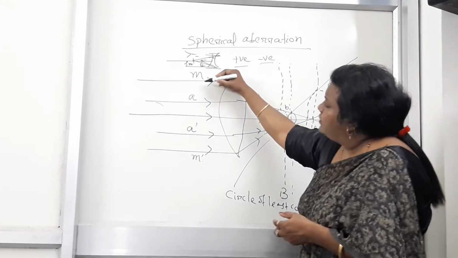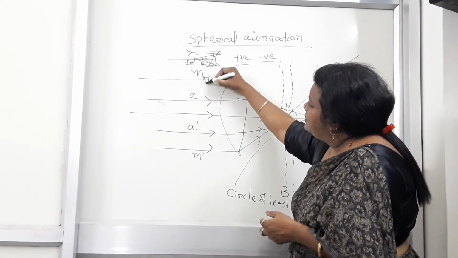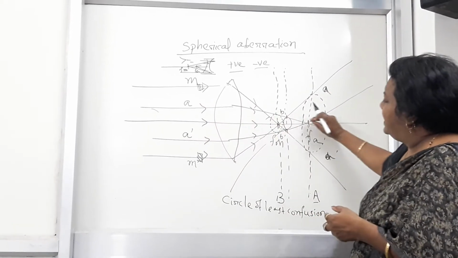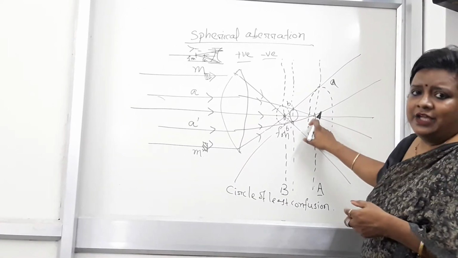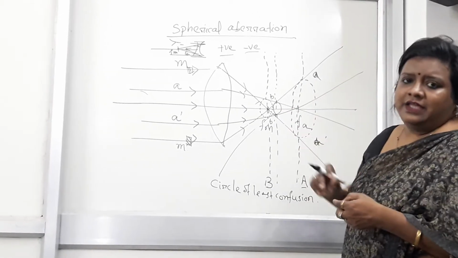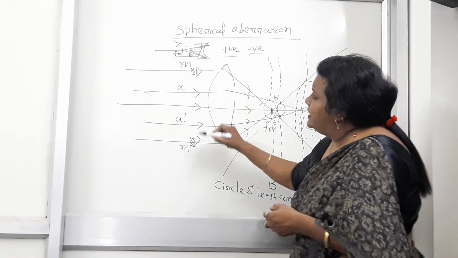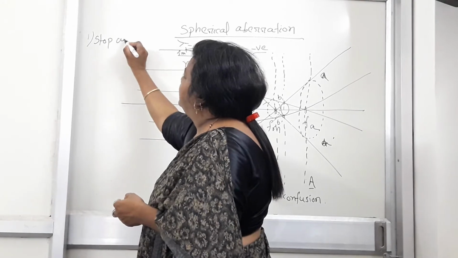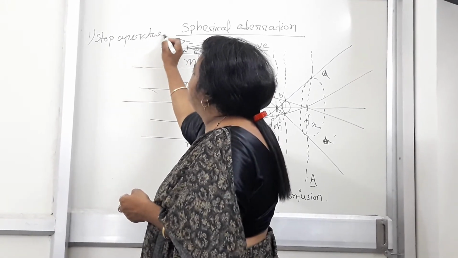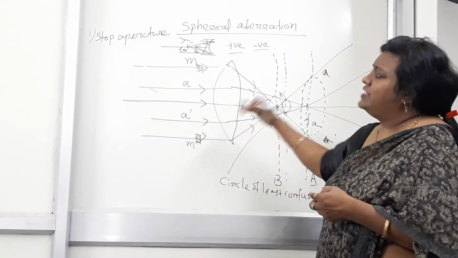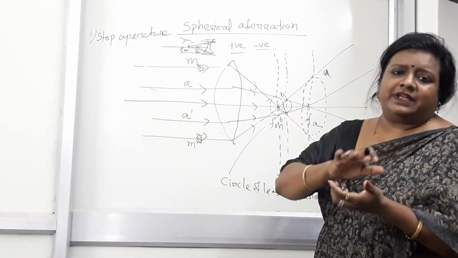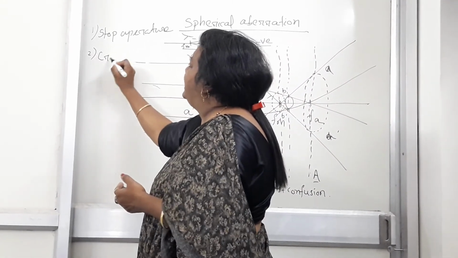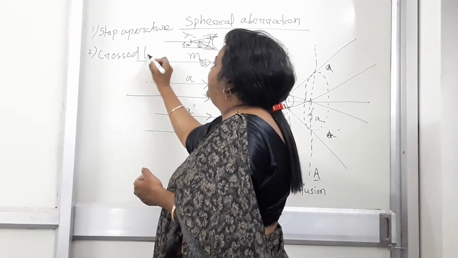One, if we stop the approach of marginal rays and only allow the axial rays to pass, then we will get a point-like image instead of a spherical image. That means when we use the stop aperture, it is going to stop the marginal rays, hence we can get the point image so that the spherical aberration can be reduced. Two, by using crossed lenses.